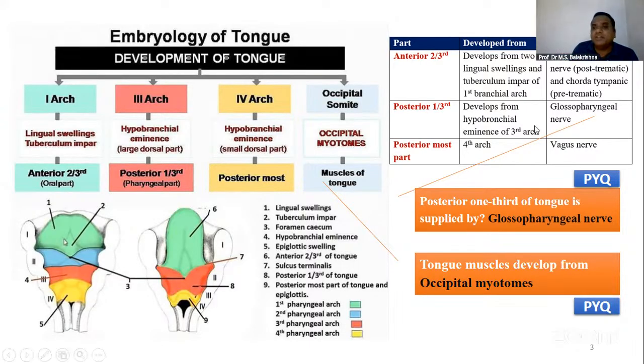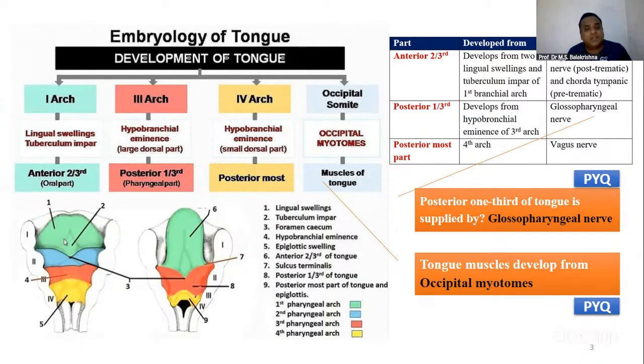So posterior 1/3 of the tongue is supplied by the glossopharyngeal nerve, that is your ninth cranial nerve. So anterior 2/3 of the tongue, fifth and seventh. Lingual nerve is fifth cranial nerve, chorda tympani is seventh cranial nerve. So 5 and 7 over here. Posterior 1/3 of the tongue, glossopharyngeal, that is your ninth cranial nerve. And the posterior most part of the tongue, fourth arch, and that is vagus, that is your 10th cranial nerve. So tongue is an organ where 5, 7, 9, 10, these 4 nerves are supplying there.